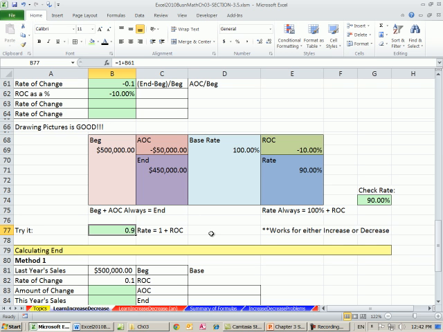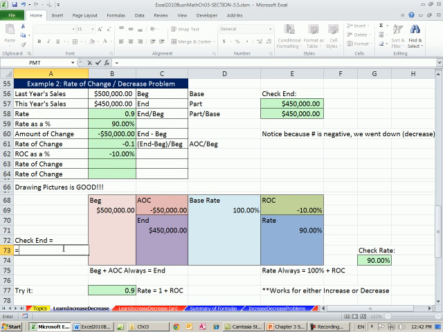It's exactly correct. So this one right here is nice because it'll work for increase or decrease. We could also check this one, begin plus amount of change. So we could say check, and that would give us end. And this also will work no matter whether it's an increase or decrease. So I'm actually going to go up here and say equals, there's our begin, plus our amount of change. Notice because it's negative, boom, we get the correct answer. Now, OK, so we've done an increase and a decrease problem. We've learned some new formulas. We learned how to draw this picture.